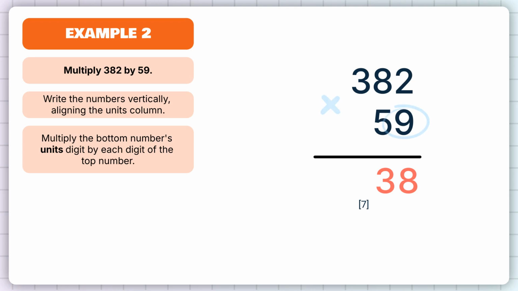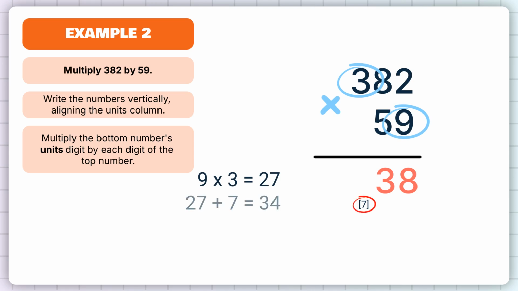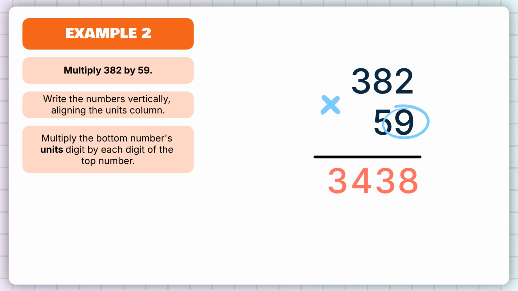Next, 9 multiplied by 3 is equal to 27. We must still add on the 7 that we carried. This creates 34. So, we take the units value of 34, 4, and note it down as our new hundreds column. We can then carry the 3 straight across into our new thousands column, since there are no more numbers to multiply by. So 382 multiplied by 9 is equal to 3,438.